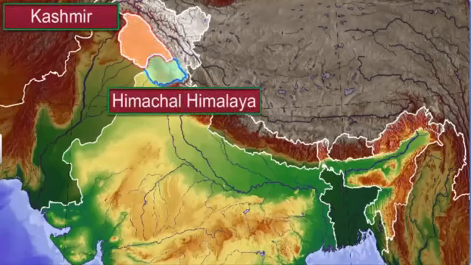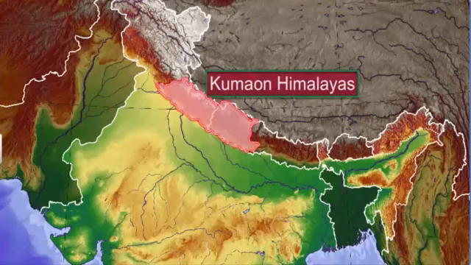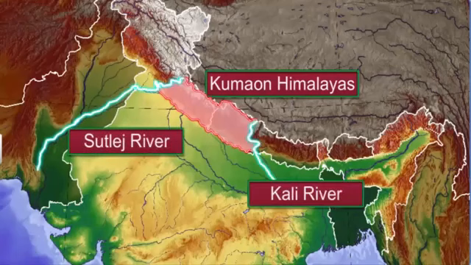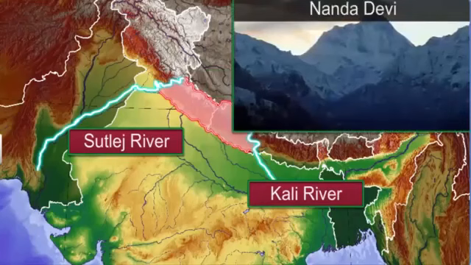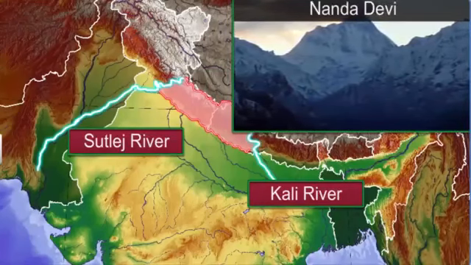To take another example, the Kumaon Himalayas is the name used regionally for the portion of the Himalayas between the Satluj and the Kali rivers. Nanda Devi is the highest peak in this region. The hill stations Nainital and Rani Khet are located in the Kumaon region.